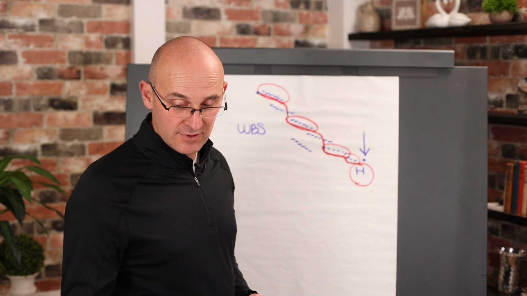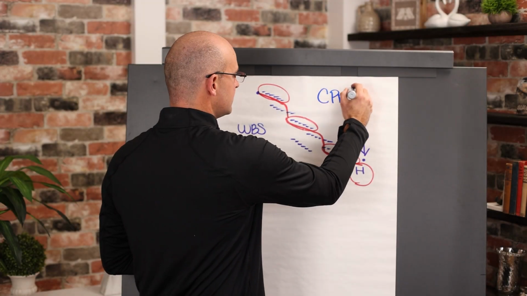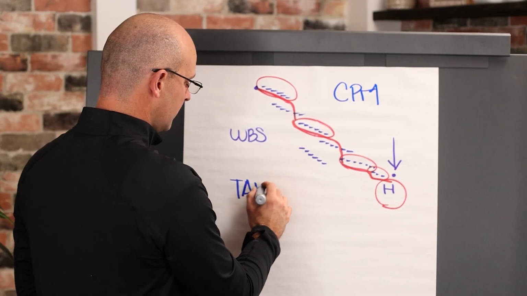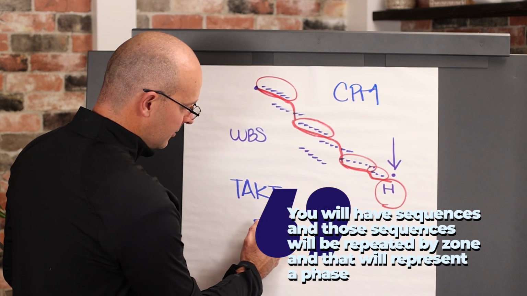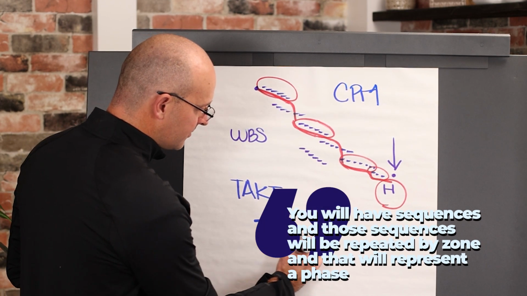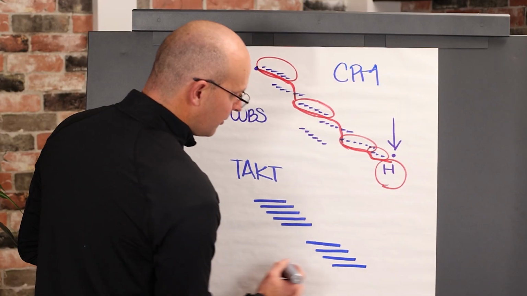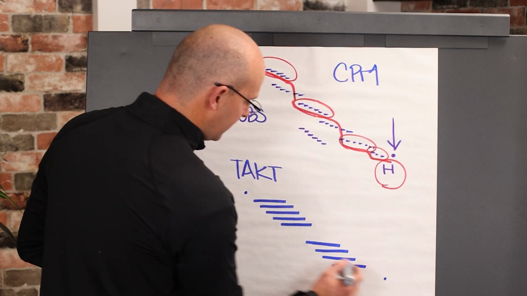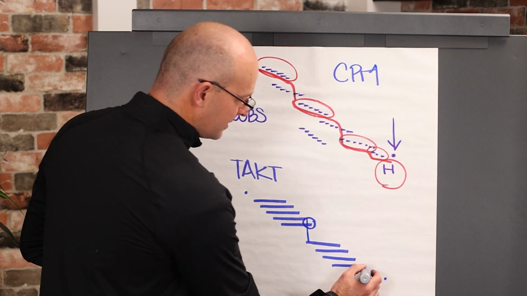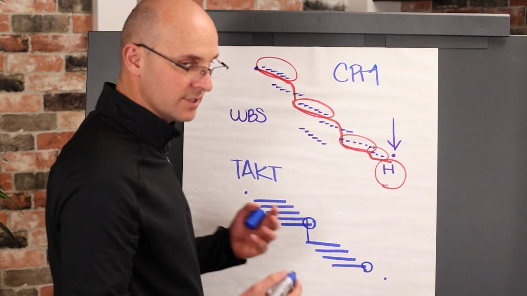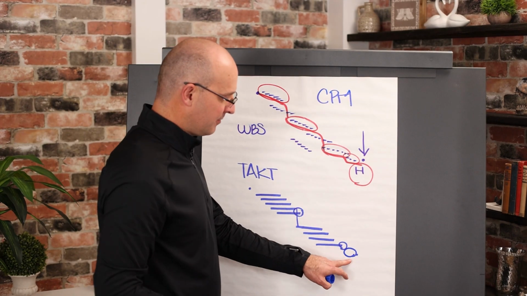The other way that I like to visualize this is in a Takt format. So remember, this is the critical path method, or CPM. Let's look at this in Takt, okay? So for Takt, you will have sequences, and those sequences will be repeated by zone, and that will represent a phase. And there may be other phases, and those phases from the start to the end will link together, but a lot of times these phases in a takted system will have buffers, which is the same thing as float, at the end, and we'll have the intentional placement of buffers at the end.